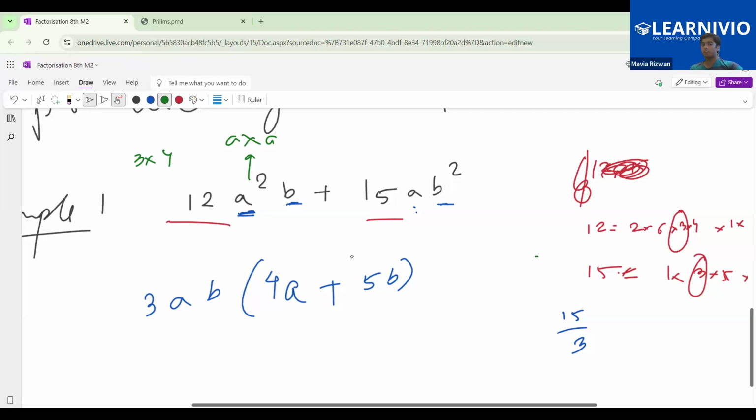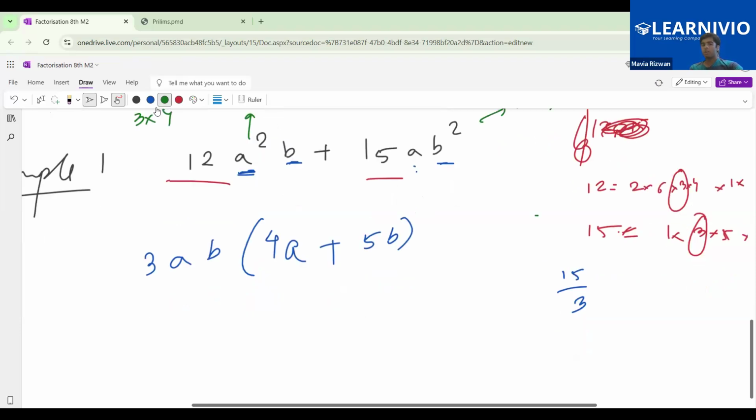15 is 5 into 3. I took out 3 common, so I'm left with 5. 1a I took out common. 1b I took out common. So this is basically b into b. 1b I took out common, I'm left with another b. Okay, if you want to check it, guys, you can check it by multiplying this inside.